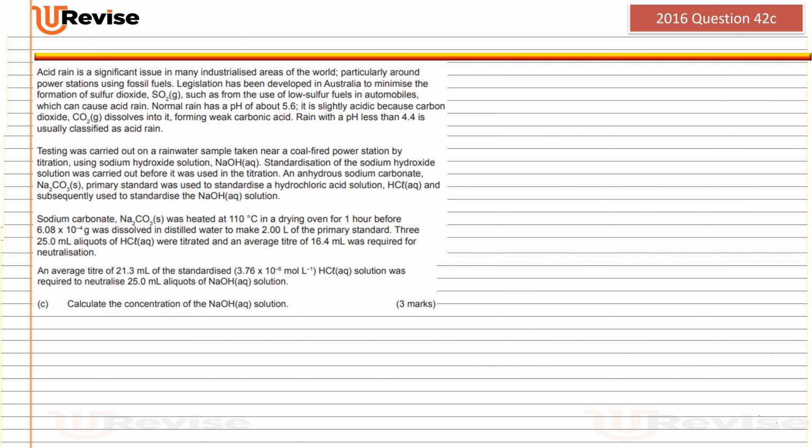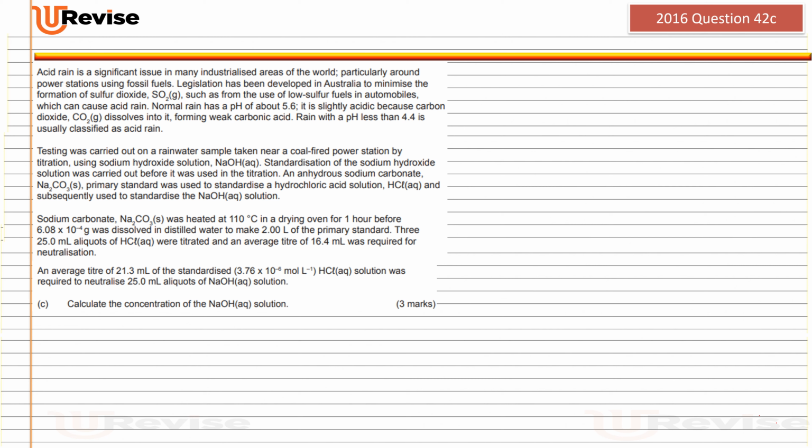Normal rain has a pH of about 5.6. It is slightly acidic because carbon dioxide dissolves into it, forming weak carbonic acid. Rain with a pH less than 4.4 is usually classified as acid rain. Testing was carried out on a rainwater sample taken near a coal-fired power station by titration using sodium hydroxide solution.